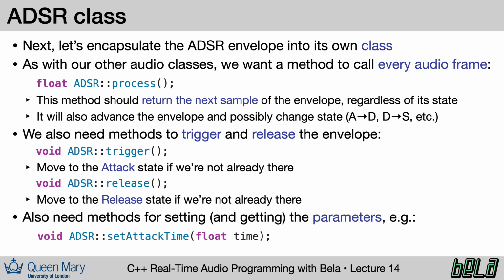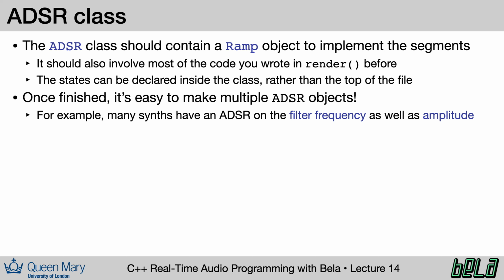We're also going to need methods to set and get the value of each of the parameters. One example of this is the method called setAttackTime. We pass in a time in seconds which indicates how long the attack state should last. This will be converted to a number of samples for the purpose of calculating the increment in the attack state. We'll put a ramp object inside the ADSR class to implement the line segments.